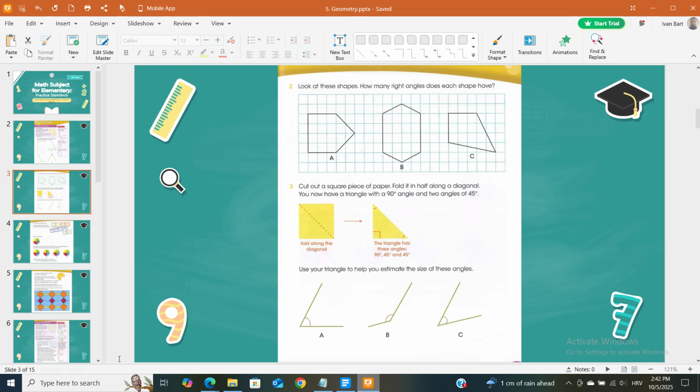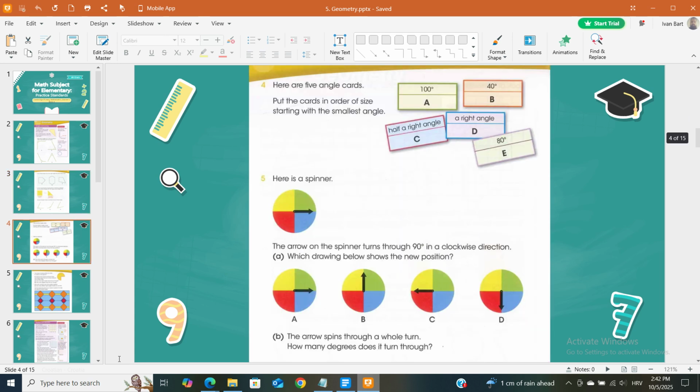Use your triangle to help you estimate the size of these angles. 4. Here are 5 angle cards. Put the cards in order of size starting with the smallest angle. 40 degrees. Half a right angle. A right angle. 80 degrees. 100 degrees.